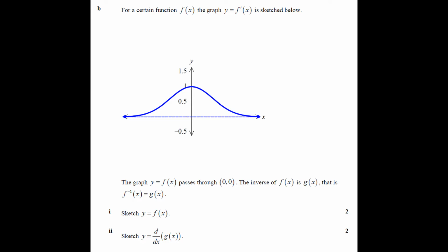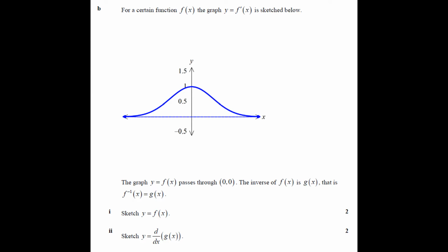The setup to the question is we're given a function f(x), and then we're told the graph of y equals f'(x) is sketched below, and we've got this bell curve. We're told the graph y equals f(x) passes through the origin, the point (0, 0), and we're told that the inverse of f(x) is g(x). And then part 1 of the question wants us to sketch the curve y equals f(x).